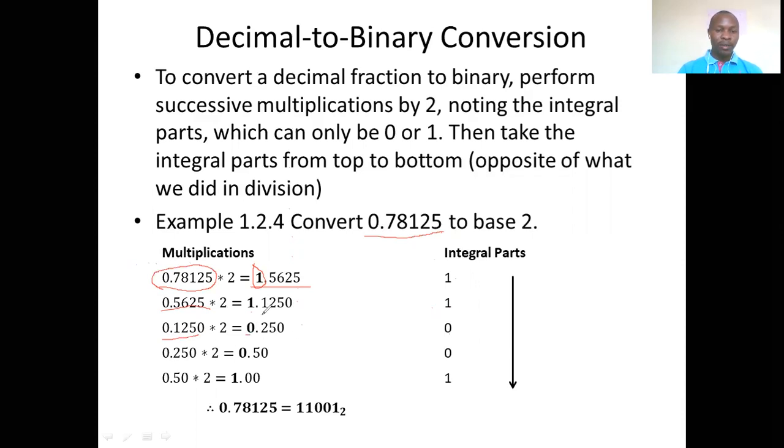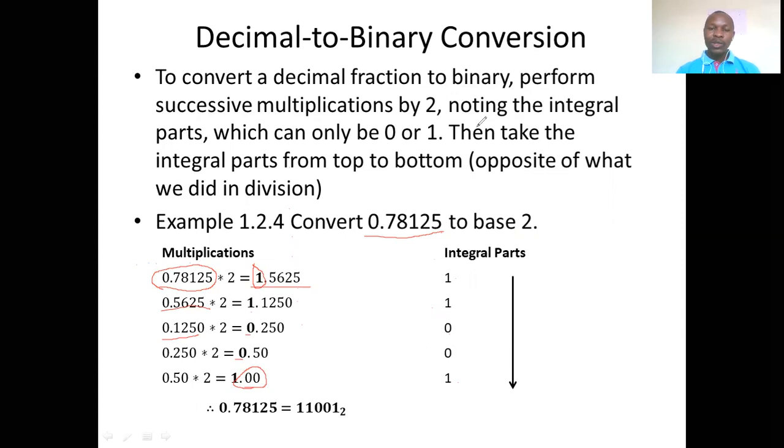Next, we take the fractional part of this one and multiply it by 2, so 0.25 multiplied by 2, we get 0.5. The integral part is 0, we note it here. Next, we multiply 0.5 by 2, we get 1, the integral part is 1, and we see that the fractional part is now 0. So we stop the multiplications.